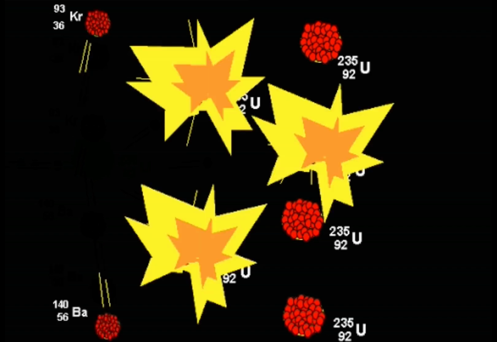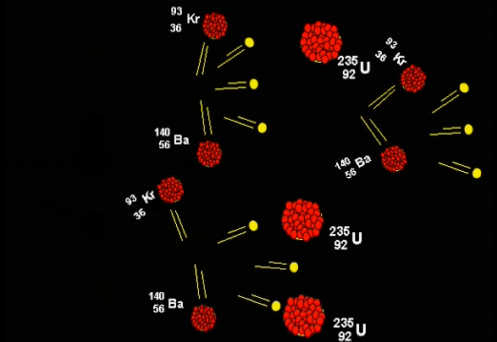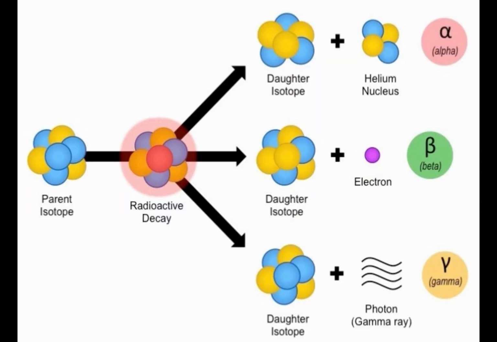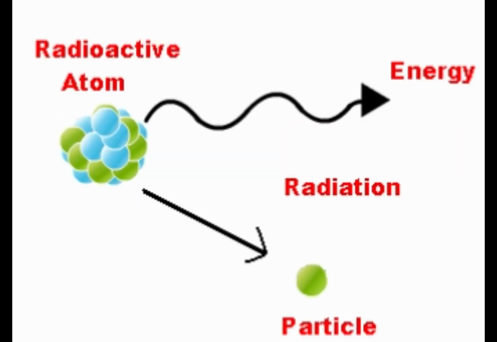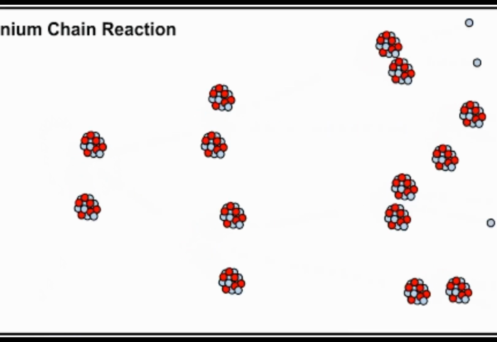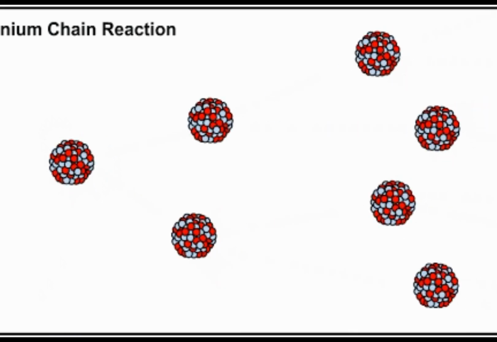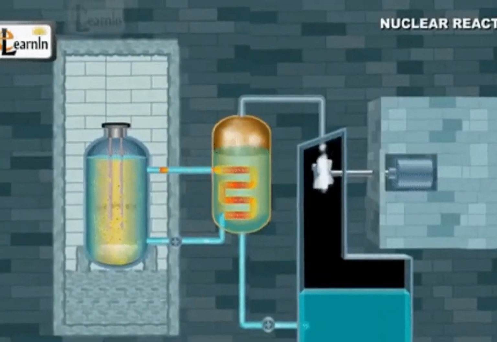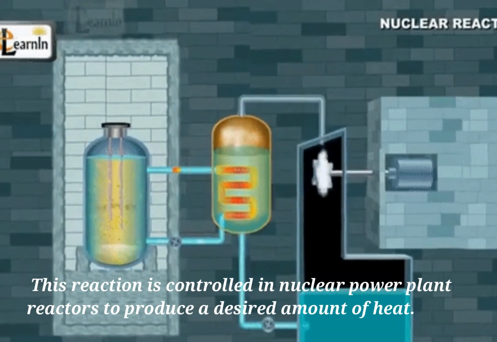Unstable isotopes, called radioisotopes, become stable by spontaneously ejecting subatomic particles, alpha particles, beta particles, and neutrons, or high-energy radiation, gamma rays, or both. This process produces energy. These neutrons continue to collide with other uranium atoms, and the process repeats itself over and over again. This process is called a nuclear chain reaction. This reaction is controlled in nuclear power plant reactors to produce a desired amount of heat.